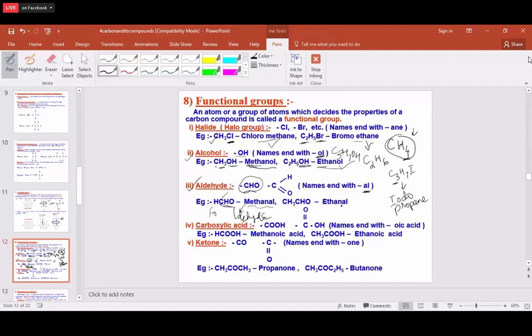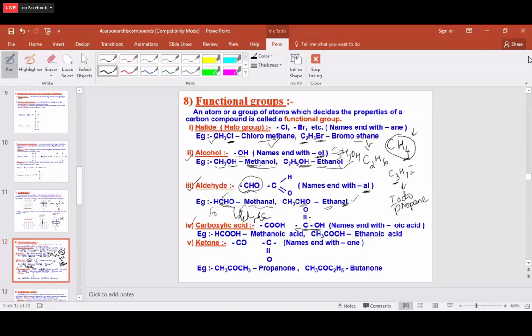Then ethanal. Here also AL indicates the aldehyde group, and it indicates that there should be two carbon atoms. One carbon atom contains the CHO, and the other carbon atom is balanced with three hydrogen atoms. So CH3CHO we call ethanal. The next functional group is the carboxylic acid. Carboxylic acid is COOH. So this is the complete structural formula for the acid.